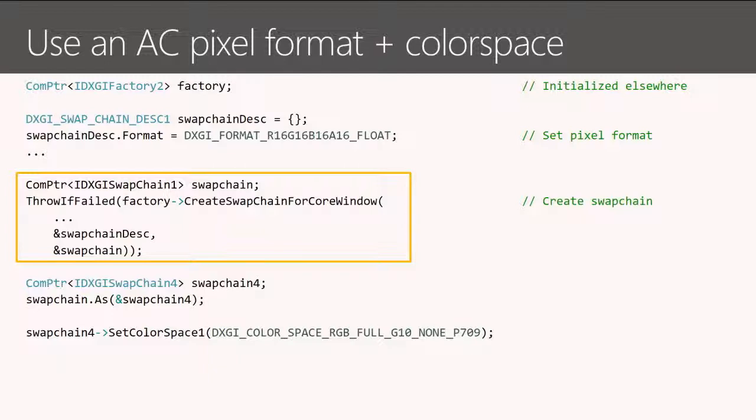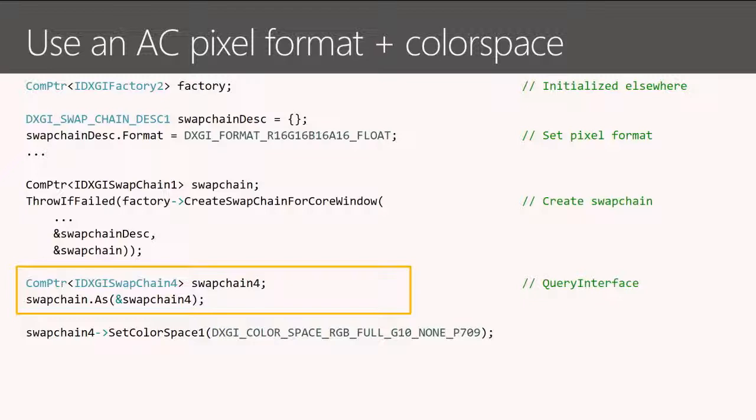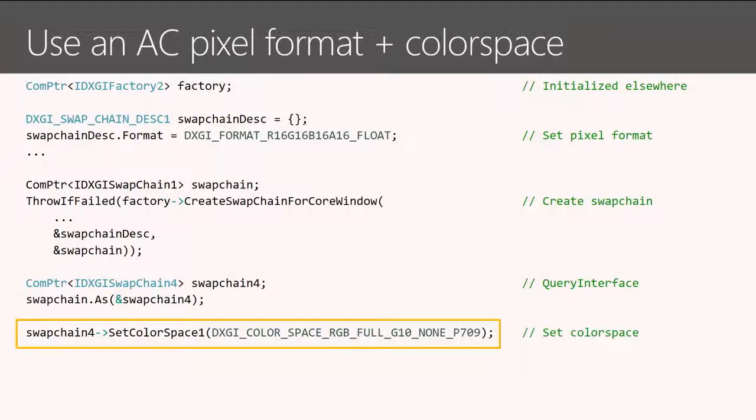Go ahead and create your swap chain normally, and then query interface for IDXGISwapChain4. This interface has the new method SetColorSpace1, and this is where you pass in the color space that you're using, sCRGB in this example, or HDR10.